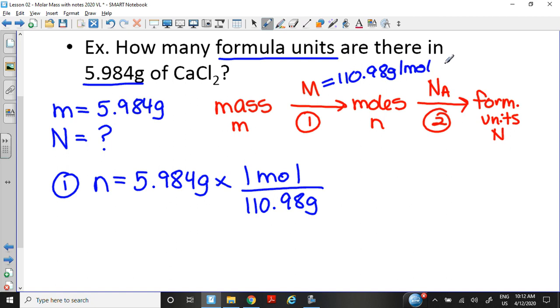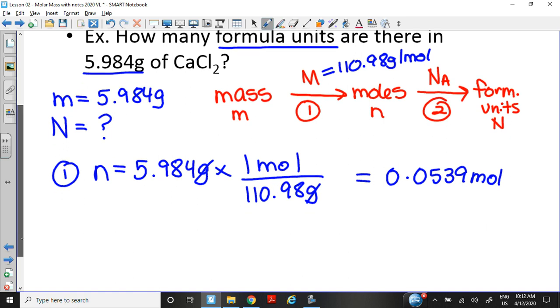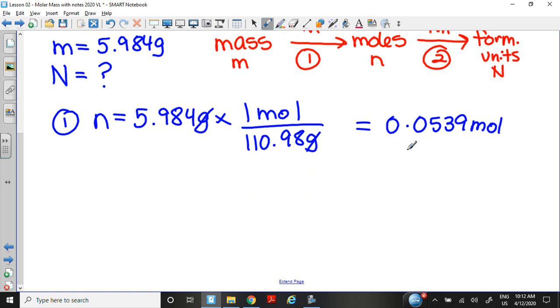Okay, now that we've got that in there, grams and grams cancel, and we should get somewhere around 0.0539 moles. Now again, if you get lots of digits in your answer, just keep a few so we have the rounding reduced, or just keep the whole thing in your calculator and just write a couple on your sheet. That's step 1. Now you need to move on to step 2. If you haven't tried that yet, pause the video and see if you can do step 2.